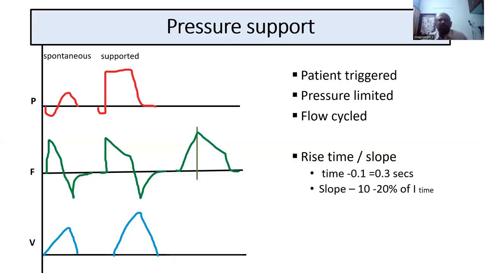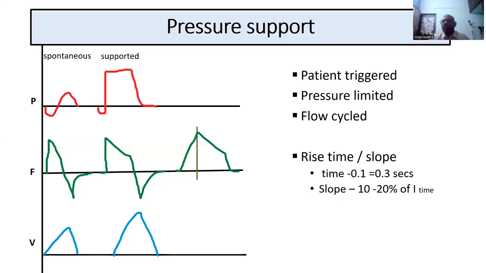So, see here, after the trigger, it has taken some time to reach the peak flow. That can be set either as time. Usually we set 0.1 to 0.3 seconds. In the total inspiratory time of 1 second, 0.1 second will be taken to raise the flow to the peak. Or you can set a slope like 10 to 20% of the total inspiratory time.